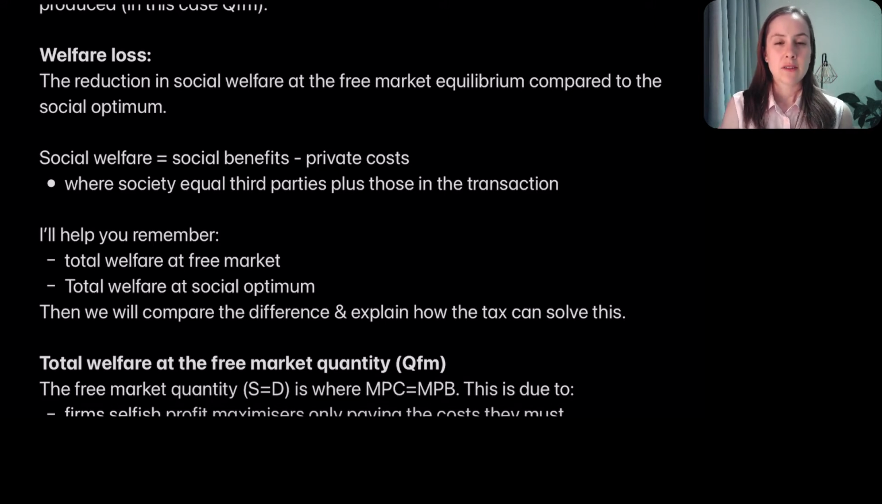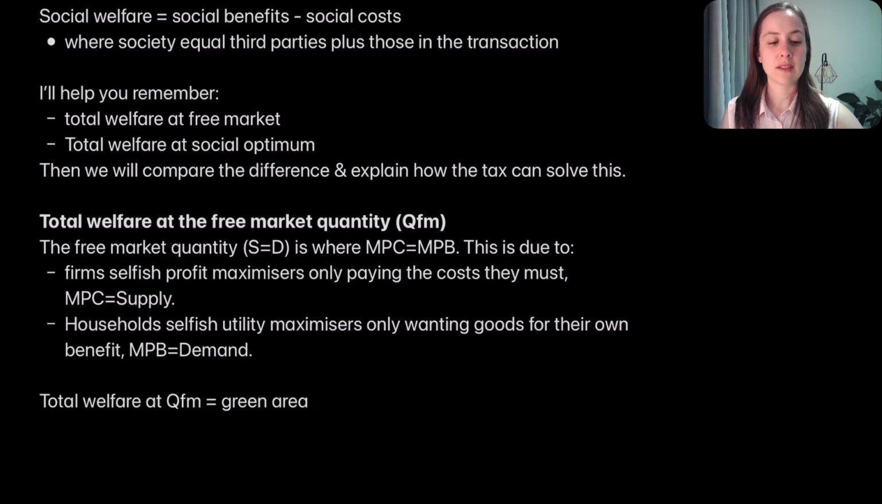Social welfare is not just about externalities. That's some incorrect interpretation. Social welfare is the sum of all the social benefits minus all the social costs. And society is the third parties plus any others in the transaction.